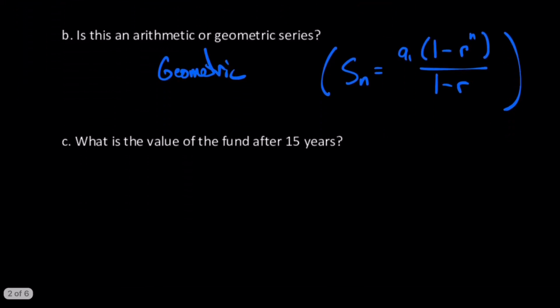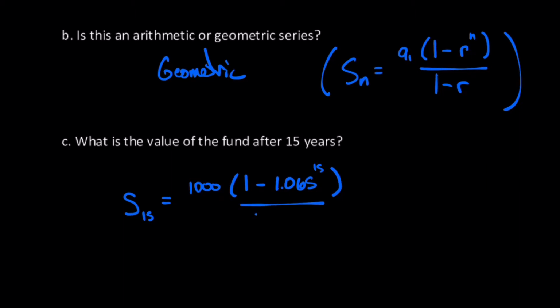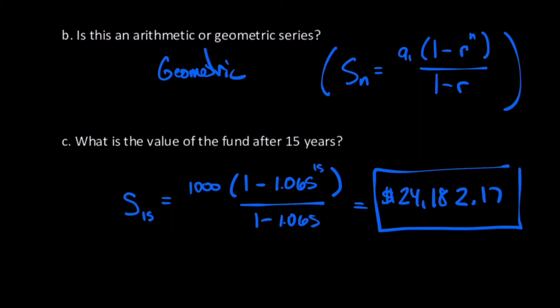So what is the value of the fund after 15 years? Well, I want the sum of the first 15 terms. A sub 1 is $1,000. That's how much goes into the account every year. In parentheses, it's going to be 1 minus 1.065 to the 15th power. And I take that and I divide it by 1 minus 1.065. If you throw that into the calculator, you end up with $24,182.17. So that's not too bad.